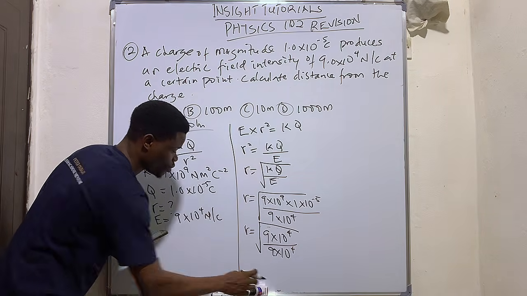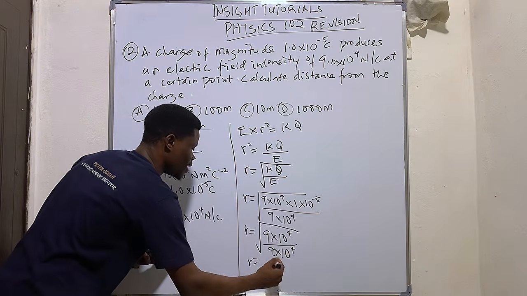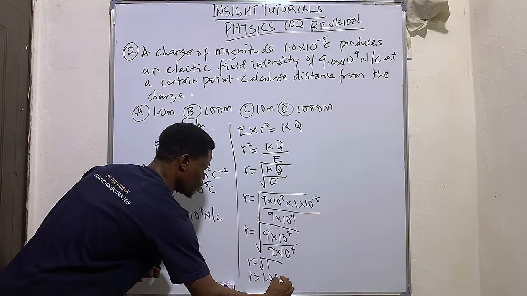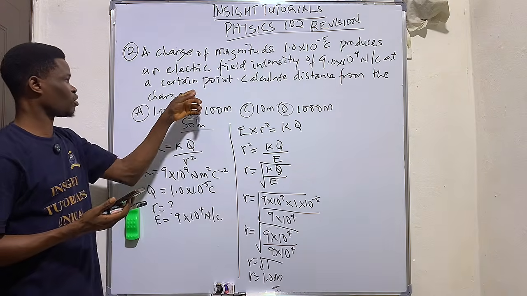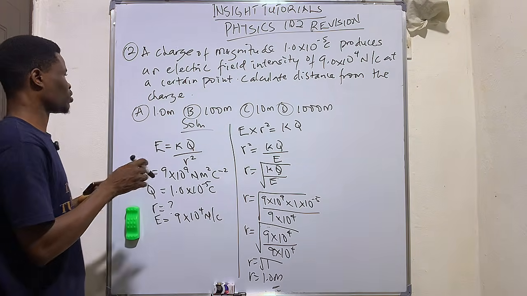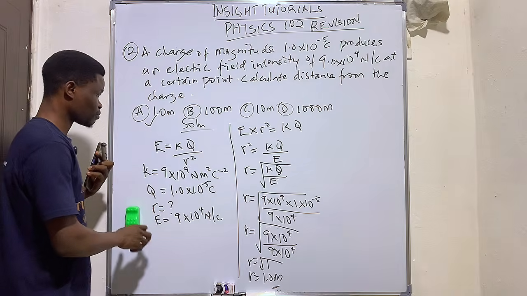So what we have here in essence is that this divided by this is 1, and the square root of 1 is 1. So it is 1.0 meter. That is the distance from the charge, giving the electric field intensity as that. So option A is correct. We'll go to the next question.